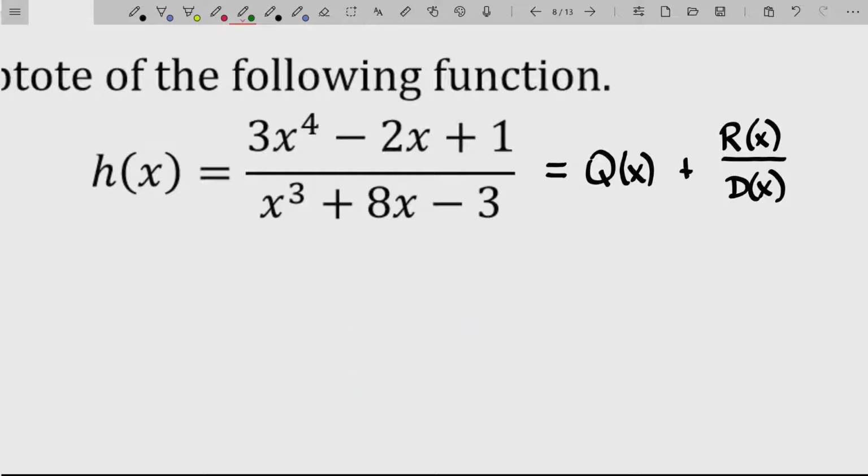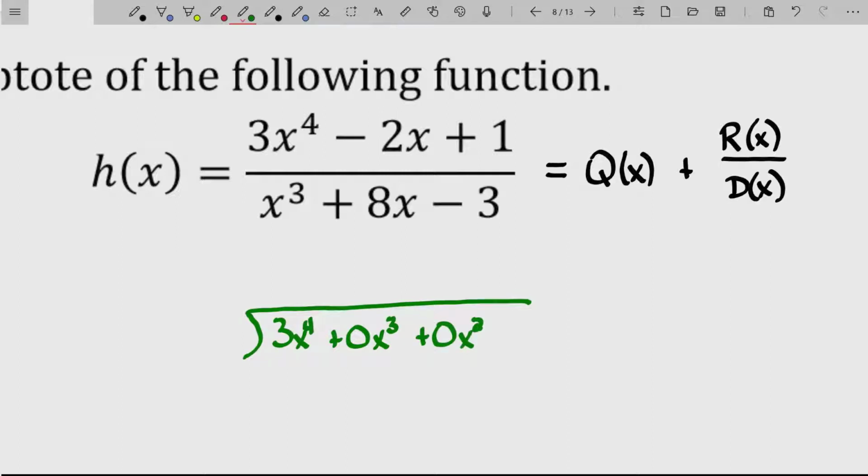We have a dividend of 3x to the 4th. You need placeholders, by the way, for every power that's missing. So we don't have an x cubed, so you want to put in here plus 0x cubed. We don't have an x squared, so you have plus 0x squared. We have a negative 2x, and then we have a positive 1. And into that dividend, you're going to try to bring in the divisor, x cubed plus 8x minus 3. Technically, for the divisor, you don't need placeholders.